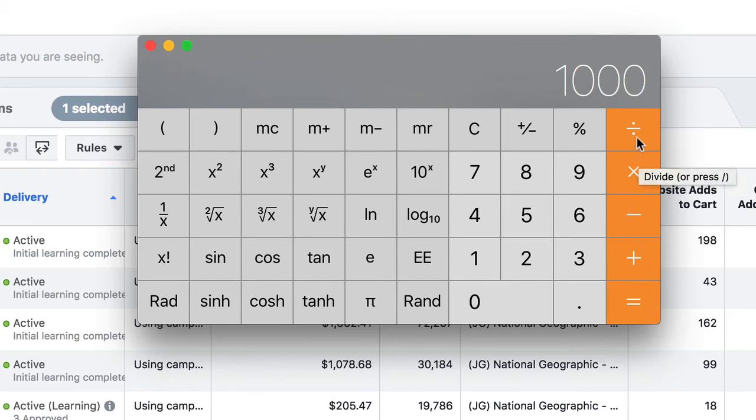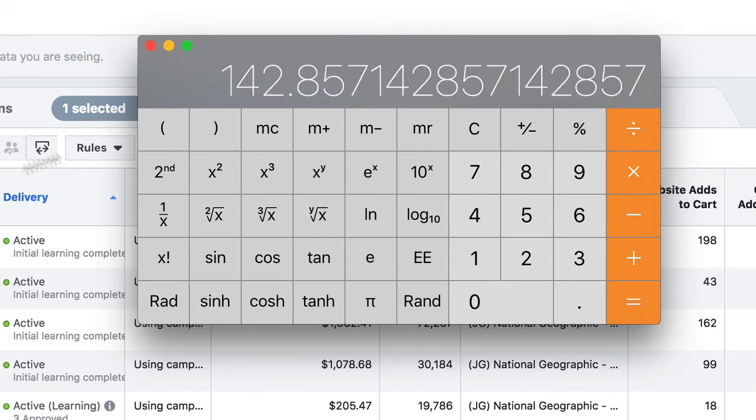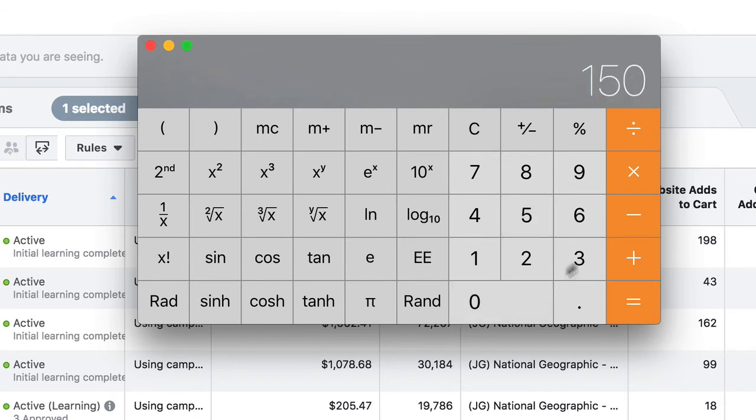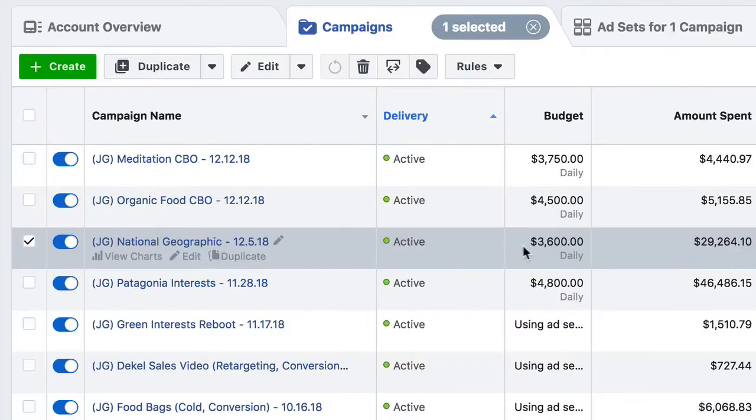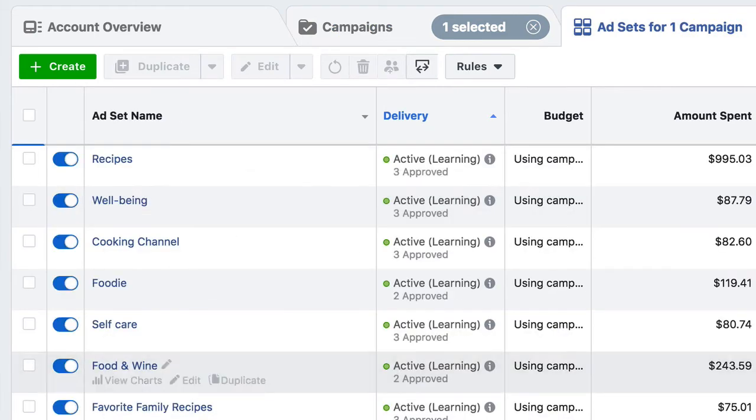So $1,000. Divide that by 7, and you're at 142 in this case. So let's round it up to 150. So 150 over here times 24 ad sets. So we're at $3,600, and that's where we determined the 3,600 for this one. I think this one has more ad sets. Yeah, this one has 30. So that's kind of the formula.